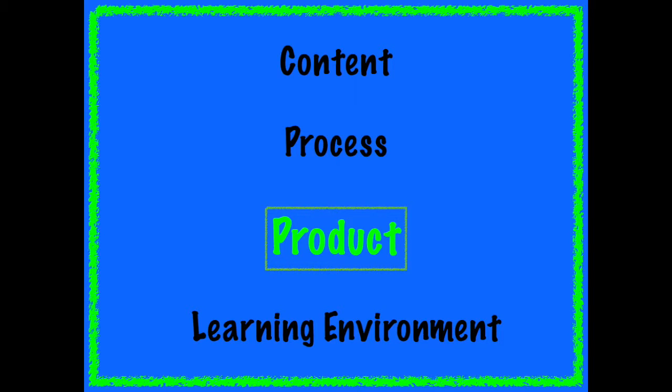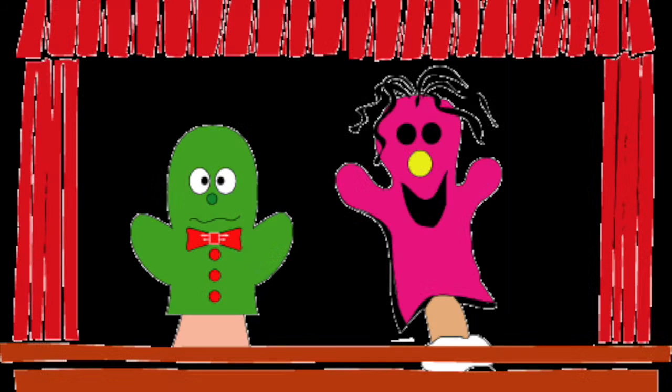The third area where you can differentiate instruction in the classroom is through the product that the student produces. The product is described as a culminating project that asks the student to rehearse, apply, and extend what he or she has learned in a unit. The following are some examples of differentiating a product in the elementary classroom.